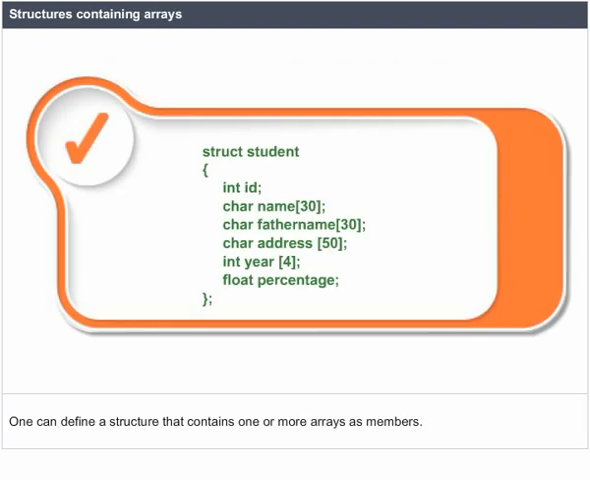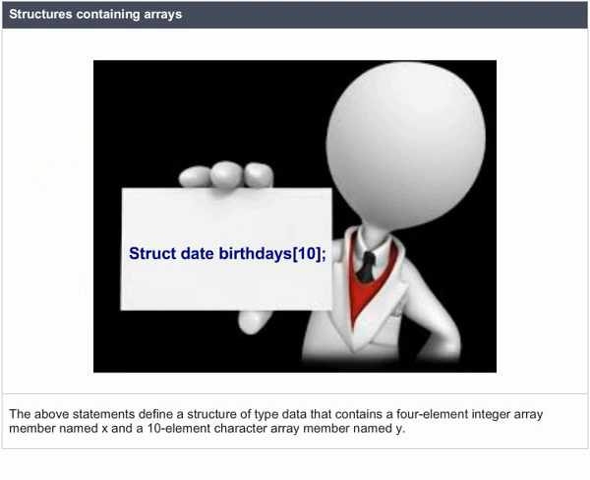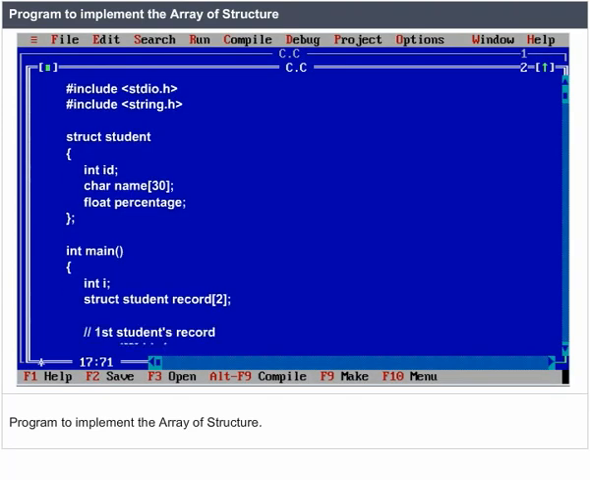Structures containing arrays. One can define a structure that contains one or more arrays as members. The array can be of any C data type, int, char, and so on. For example, consider the declaration below. The above statements define a structure of type data that contains a 4-element integer array member named x, and a 10-element character array member named y. Program to implement the array of structure.